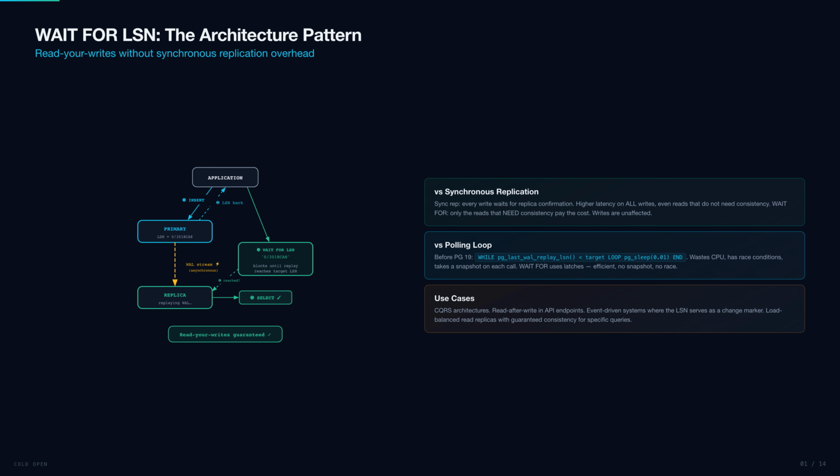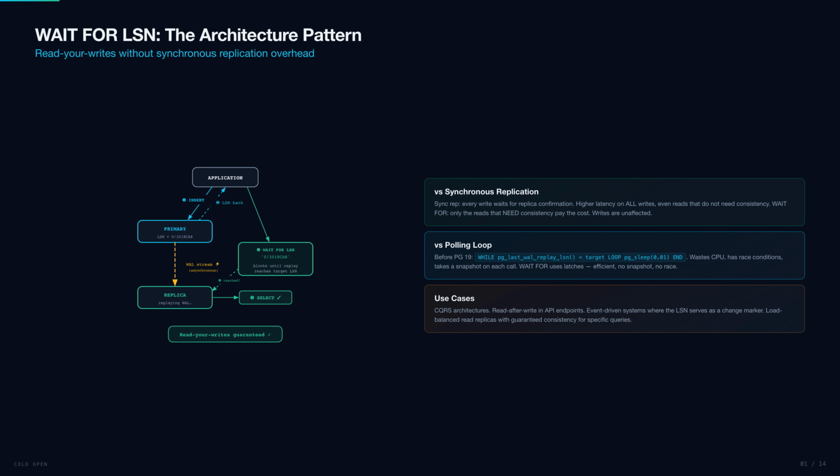The polling loop alternative: before PG19, you would loop on pg_last_wal_replay_lsn with pg_sleep. This wastes CPU, has race conditions between the check and the read, and takes a snapshot on each call. Wait for uses latches, kernel-level efficient waiting with no snapshot.